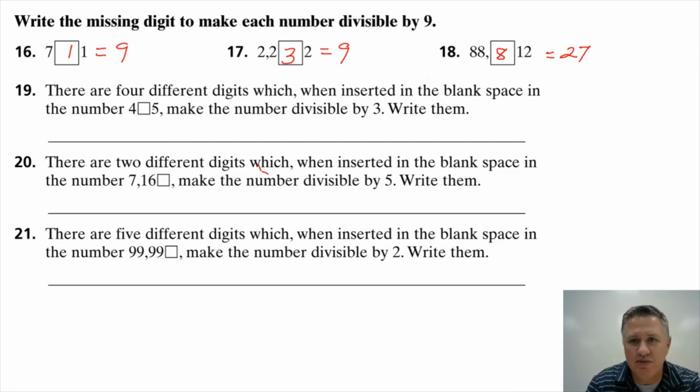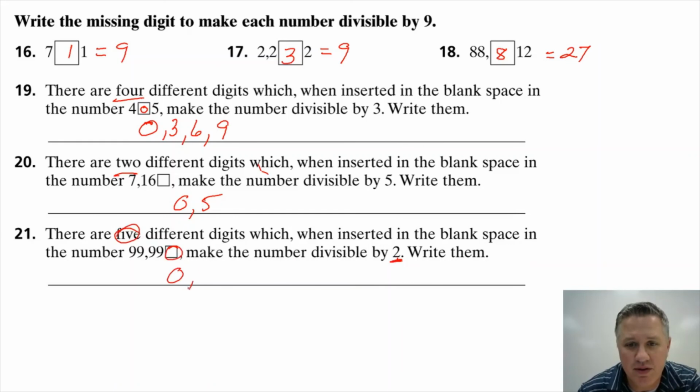We want to make this divisible by 3. All right, and it says there are 4 different digits that would make that true. So if I put a 0 here, the sum is 9. So 0 would work, 3 would work, 6 would work, and 9 would work. Okay, there's 2 different numbers here that would make this divisible by 5. We know the rule is if it ends in 0 or 5, right? And there are 5 different digits that would work to make this divisible by 2. And that's just the definition of an even number, right? 0, 2, 4, 6, or 8.